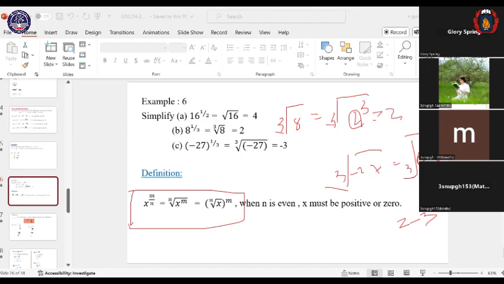So x power 1 by n, the whole power n, equals x. Here, the nth root of x, the whole power n, equals x.